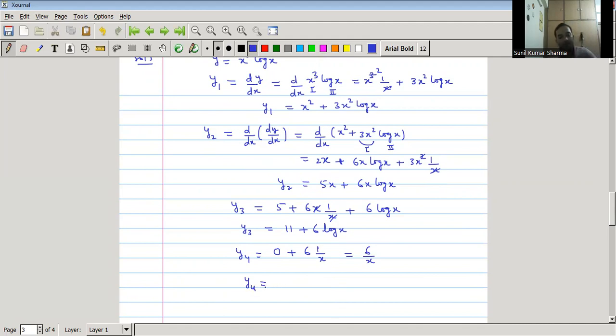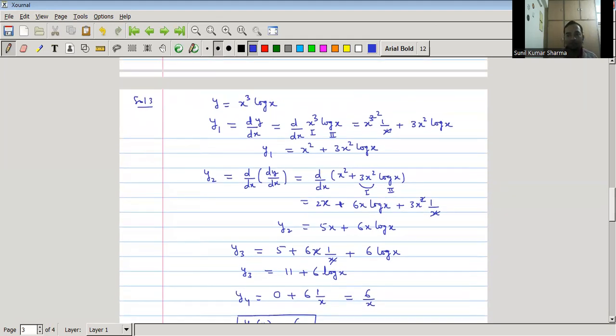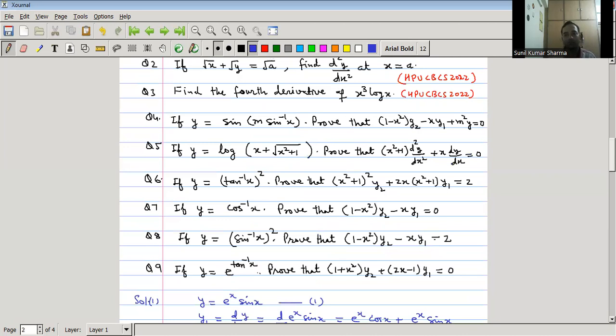So we can write y4, the fourth derivative of y with respect to x, that is equal to 6 upon x. So these results are very simple. You have to differentiate one by one.